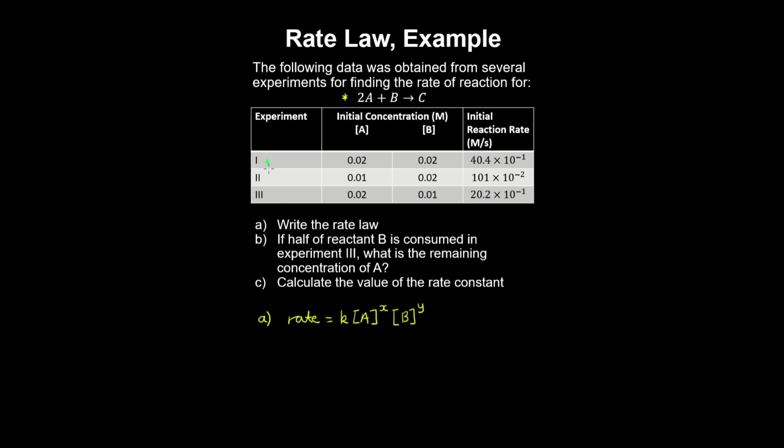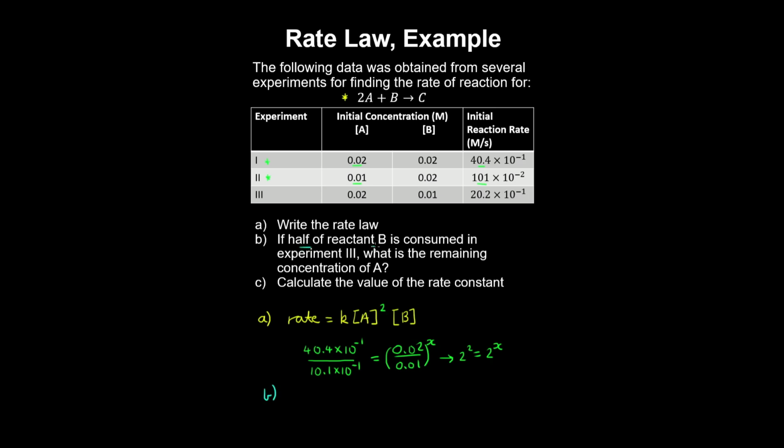So using experiments 1 and 2, where the concentration of B is constant, we can find the exponent for reactant A by dividing the rate laws obtained from both experiments. So x is equal to 2. And I'll leave it for you to select 2 experiments to verify that the order of the reaction with respect to reactant B is 1.